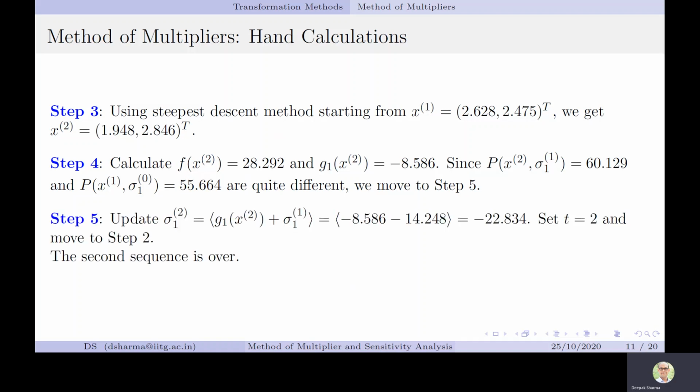Now, as we remember, step 5 is we are going to update the sigma value. Now sigma 1, 2, as it is iteration number 2, is G1 at the new point, which is x2 now, plus the previous sigma 1, 1. We include it having the bracket operator. We get minus 22.834. We set t equals to 2 and move to step number 2. So that is the sequence over. If we continue in that way, we will be moving towards the optimum solution.